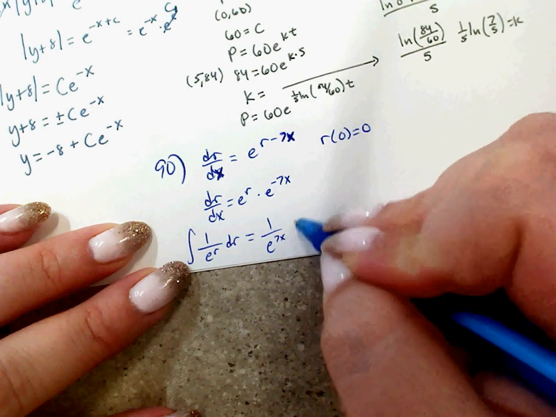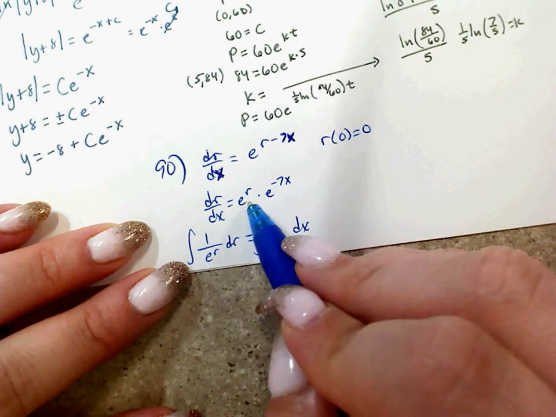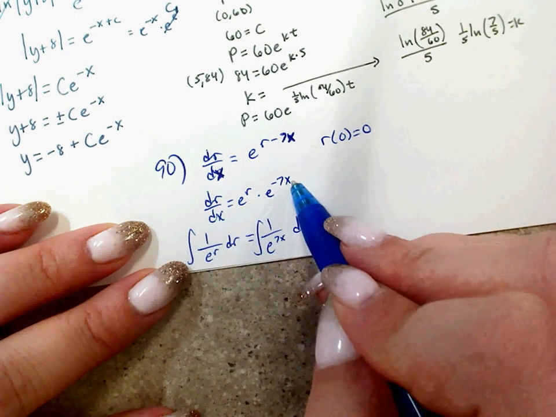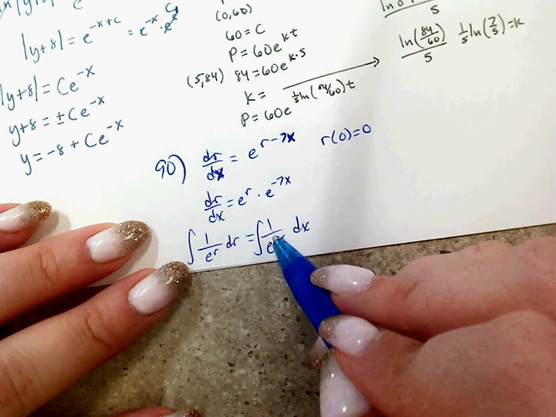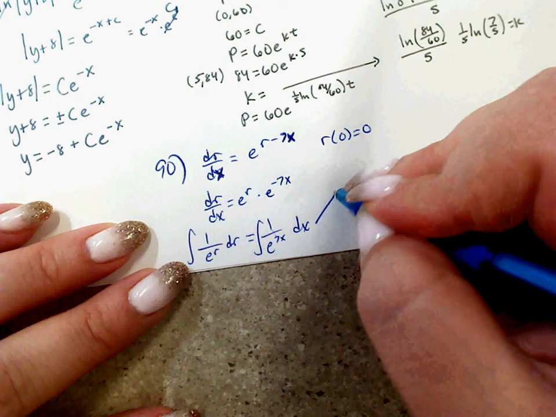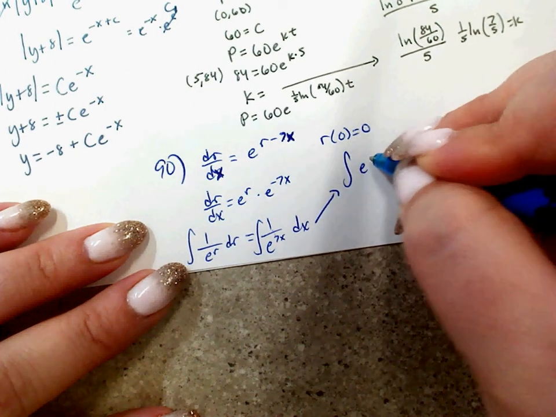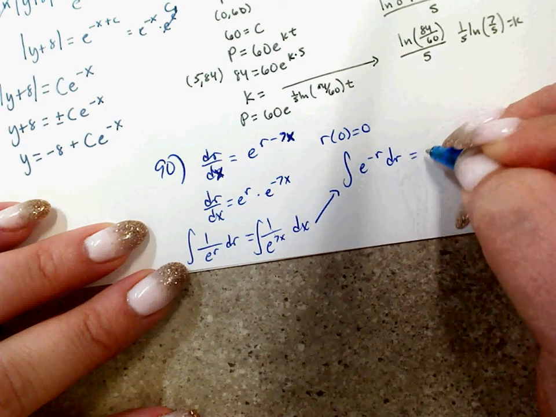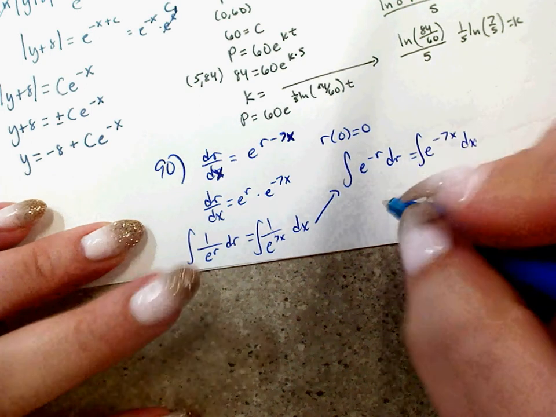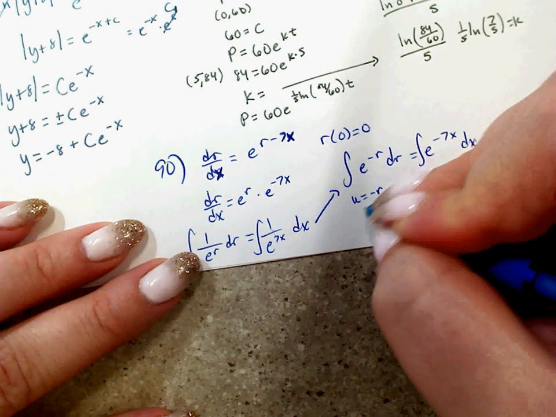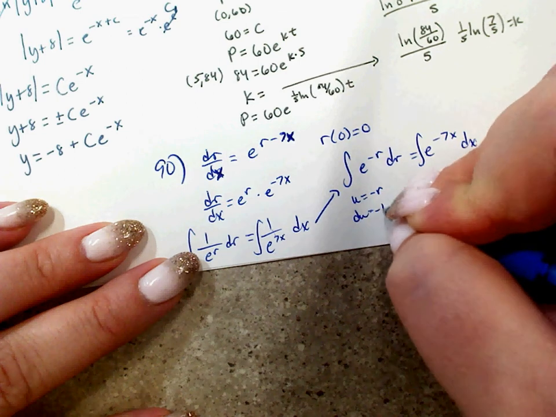Well, shoot. I want to bring that back. Okay, so this is the integral of e to the negative r dr equals the integral of e to the negative 7x dx. Each of these requires u substitution. U equals negative r, du equals negative 1 dr. I don't have a negative 1, so negative the integral of e to the u is just negative e to the u, which is negative e to the negative r.